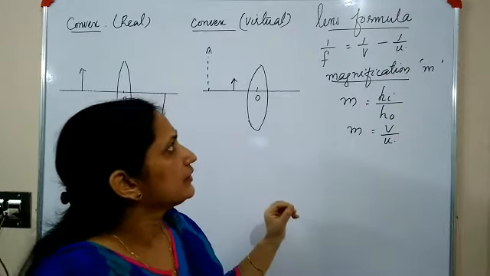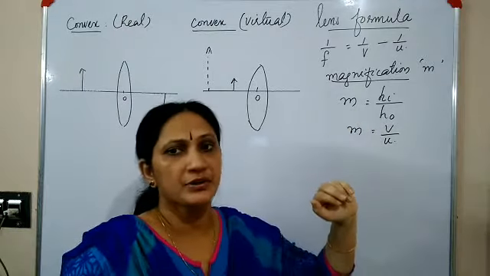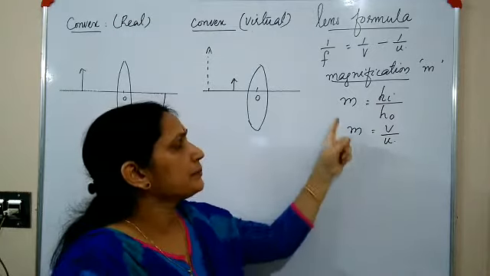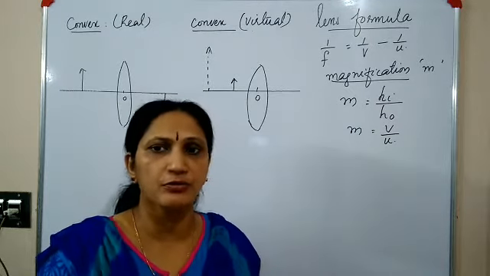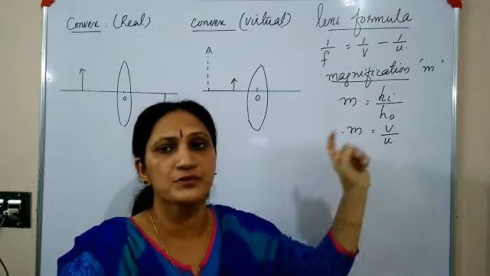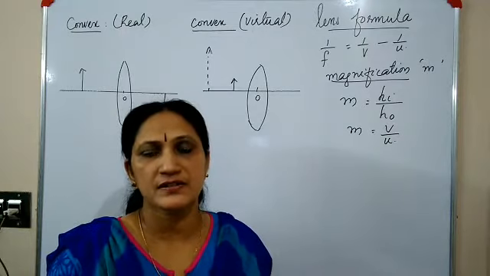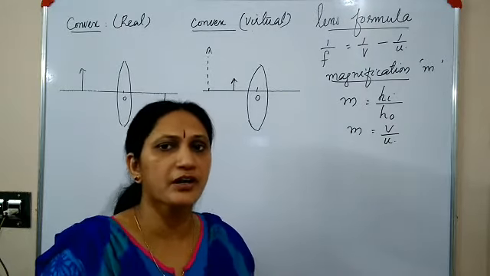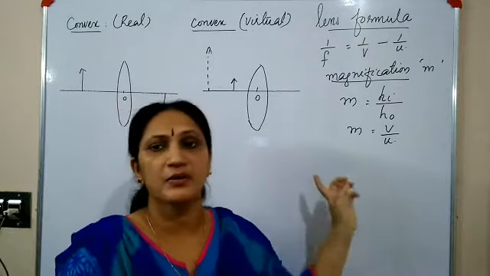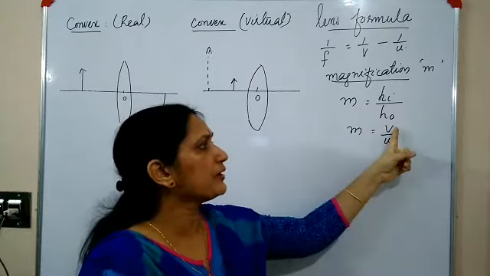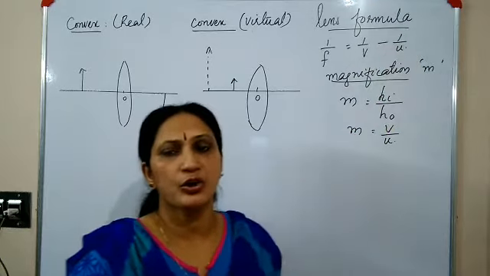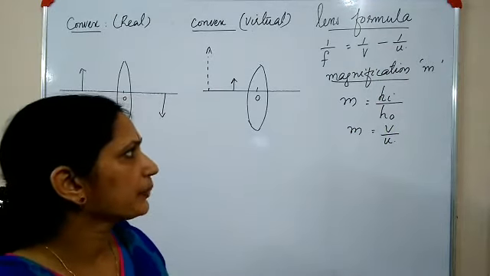Then another formula you have to study is magnification. Its symbol is small letter m, and magnification is the ratio of height of image, hi, upon height of object, ho. Size or height of image upon height of object is called magnification, or you can find magnification by using the formula v/u. Already I told you v means image distance, u means object distance.